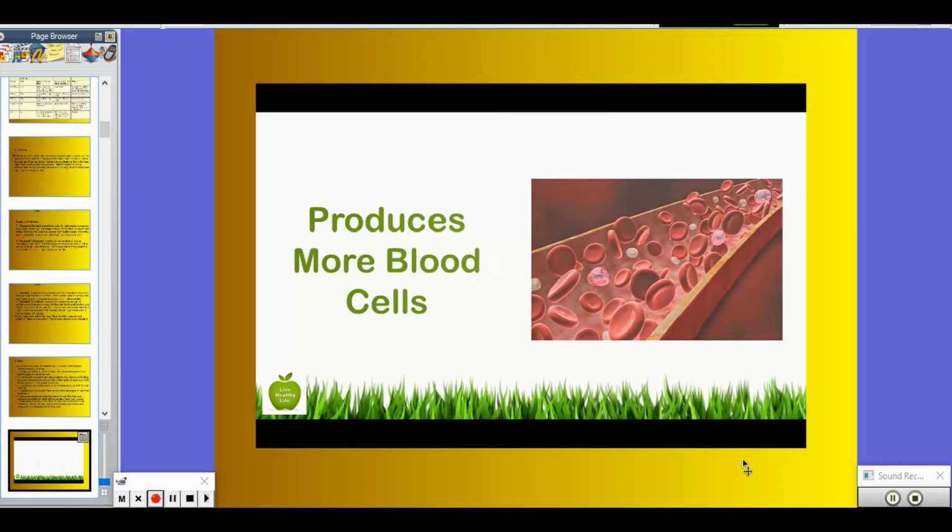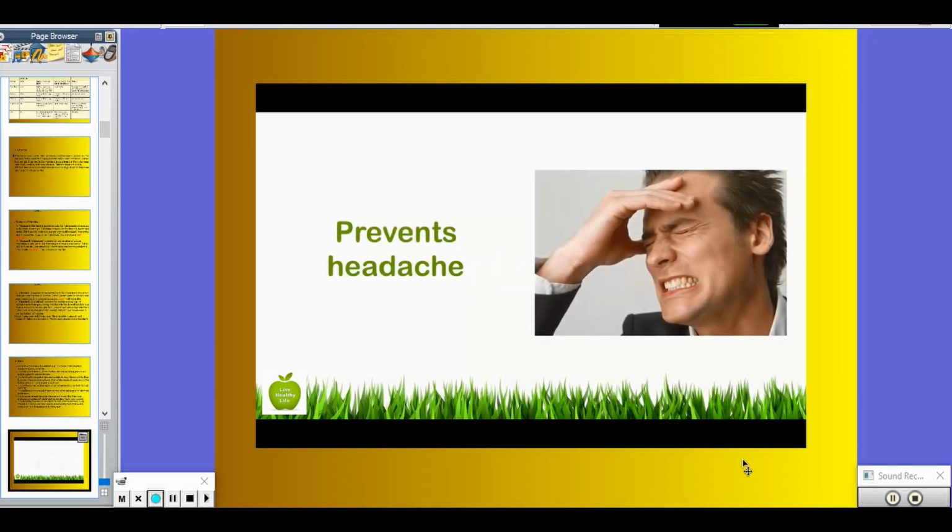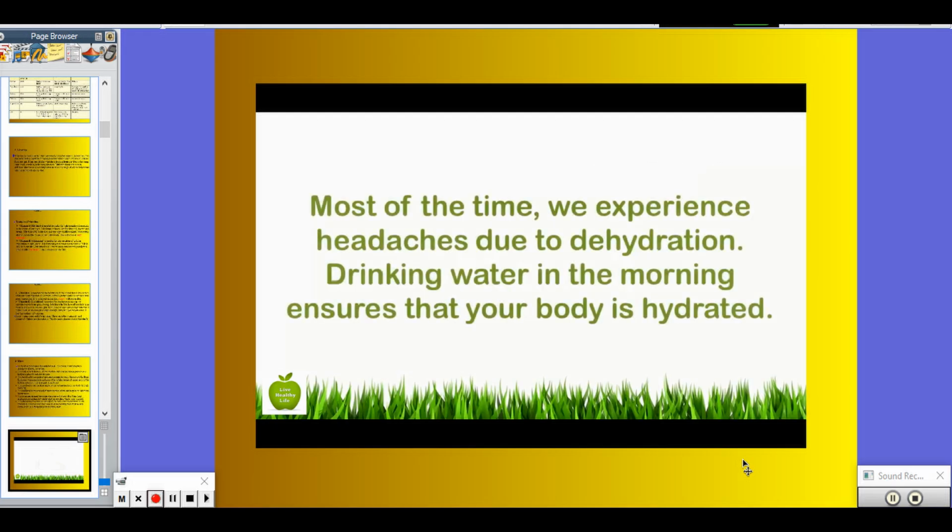Produces more blood cells. Drinking water on an empty stomach stimulates red blood cells to grow faster. This, in turn, results in more oxygenated blood that makes you feel more energetic. Prevents headache. Most of the time, we experience headaches due to dehydration. Drinking water in the morning ensures that your body is hydrated.